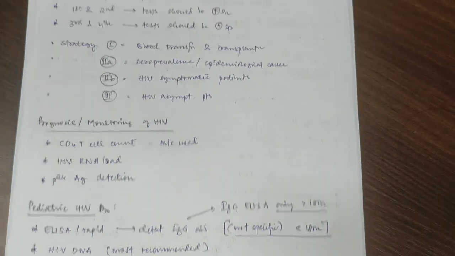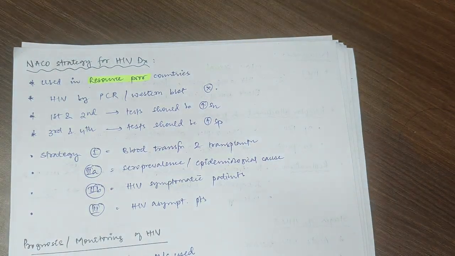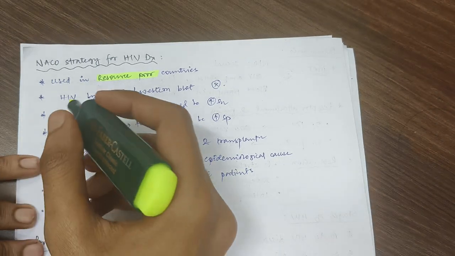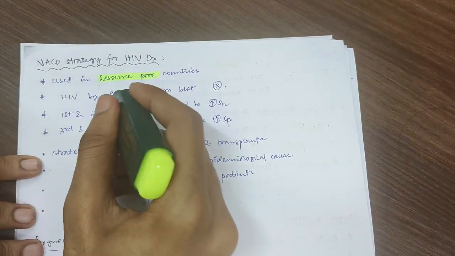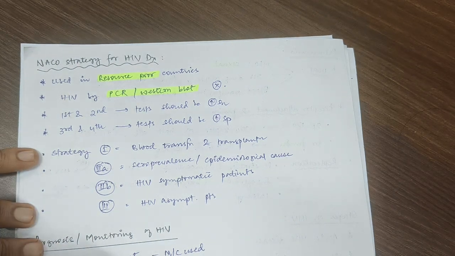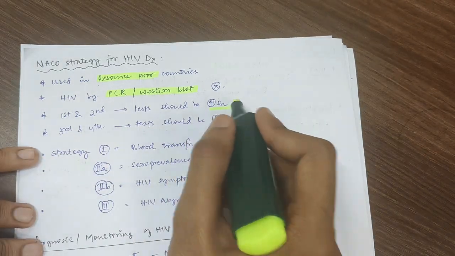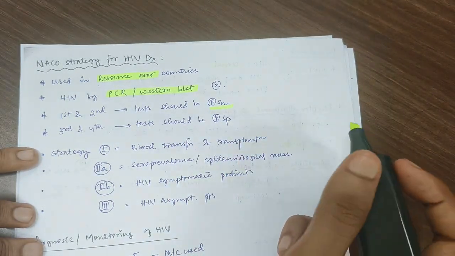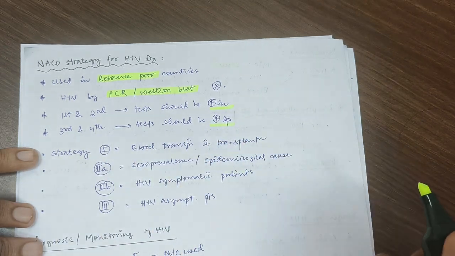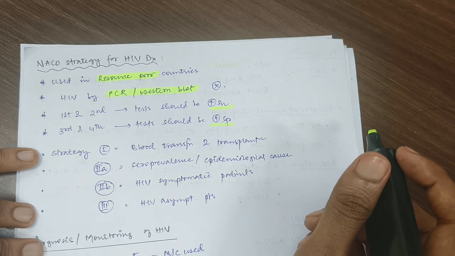Coming to the NACO strategy of HIV diagnosis, you are going to use it in resource poor countries. You are going to do HIV diagnosis in NACO formality. Then HIV by PCR. PCR and Western blots are not used. Basically if it is not there, then these are the things which are done. So basically the first and second test should have more sensitivity to say that this person is having that disease. Then the third and fourth test which are being used should have more specificity. So specificity is the ability of a test to say no, the patient doesn't have the disease.